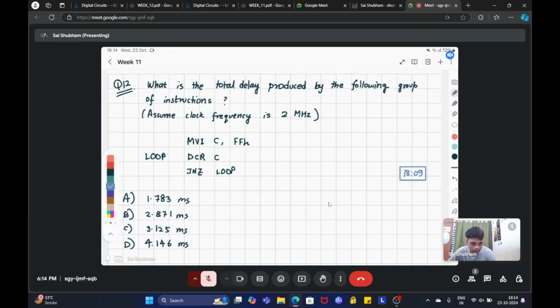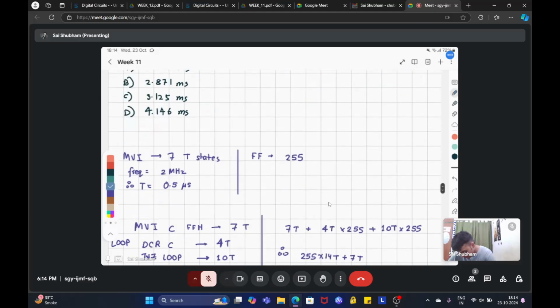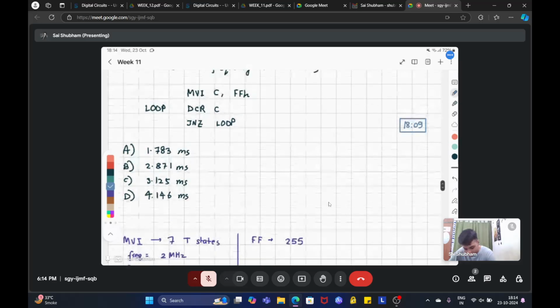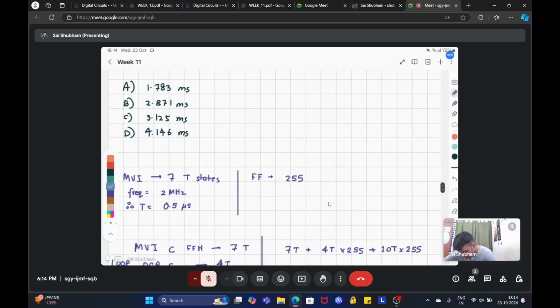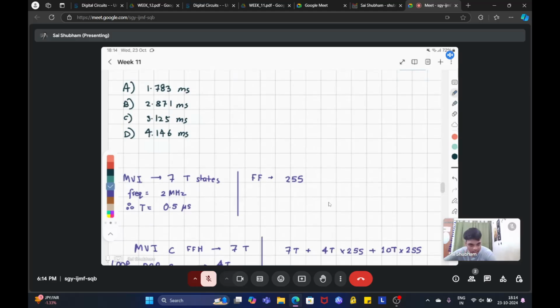So let's discuss the solution right now. There are a couple of instructions: MVI, move immediate, DCR, decrement, and JNZ, that is jump if not zero. Okay. So here we have to look at that MVI has 7 T states. If the frequency of the clock is 2 megahertz, then each T state will be 0.5 microseconds. Fine. And FF is basically 255. If we convert it into decimal, FFH is 255 in decimal.